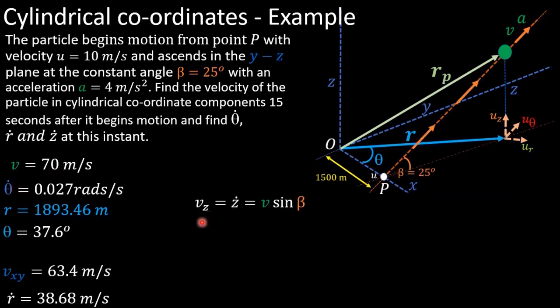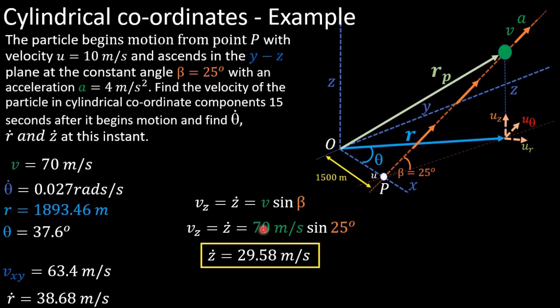Now to find z dot, v sub z equals z dot, because these two are equal, and that's going to equal v times sine beta. I'm just finding the component of v at 15 seconds in the vertical direction, the u sub z direction here. So I put in v, which was 70 meters per second at 15 seconds, and I know beta is 25 degrees. Putting that into my calculator, I get z dot equals 29.58 meters per second. So that's my answer for z dot. I got theta dot there, and I got r dot there, so that answers the second part of the question.